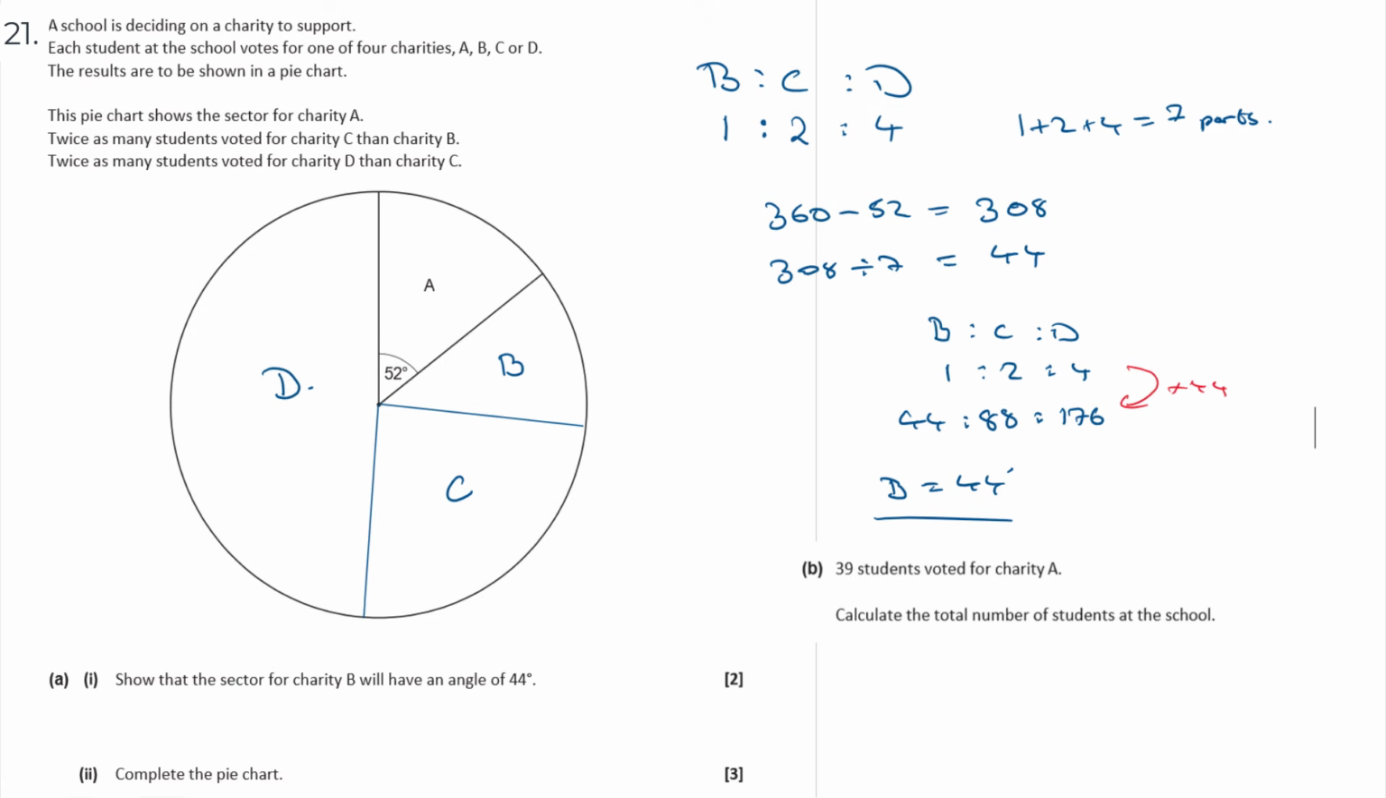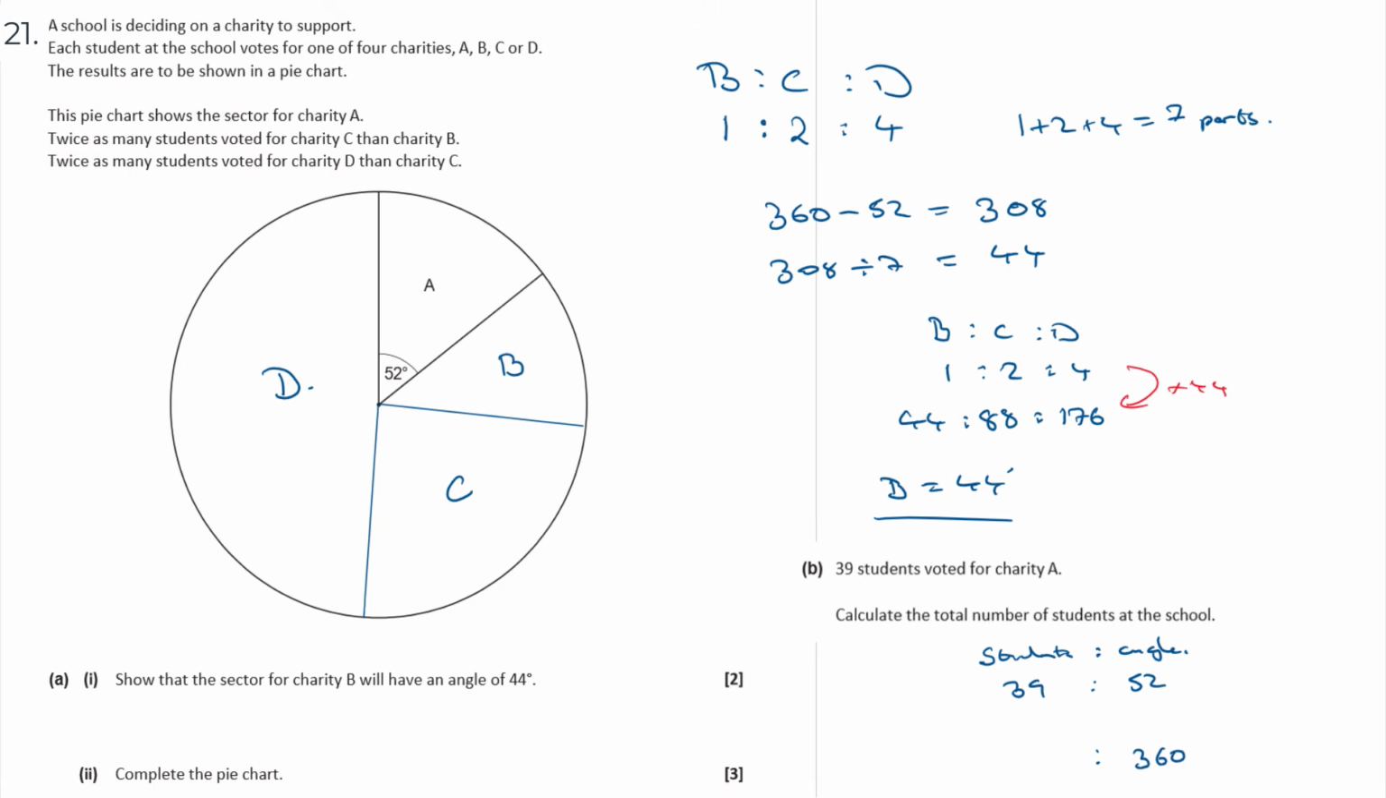And then part B says 39 students voted for charity A. Calculate the total number of students at the school. Okay, so I'm going to use another ratio here, students to angle. So students to angle, then that was 39 students are represented by 52 degrees on the pie chart, aren't they? And we want to work out the total number of students at the school. So that would be an angle of 360 degrees, wouldn't it? We need to get up to 360.